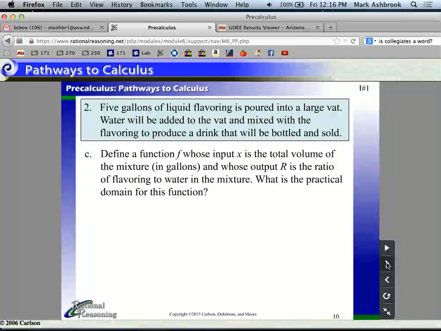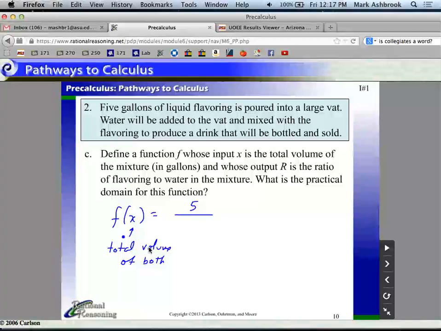Now here's the important thing. The function is f of x. What's the input into that function? What is x? Isn't that the total volume of both? And the output is what? The ratio of how much flavoring to how much water. If the total is x, the input is x, then how much water do we have? x minus 5.